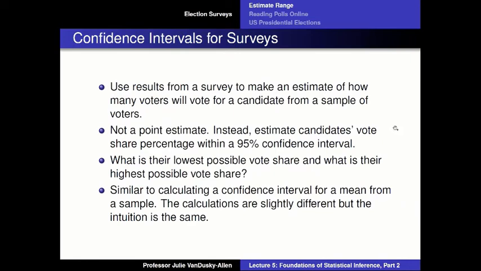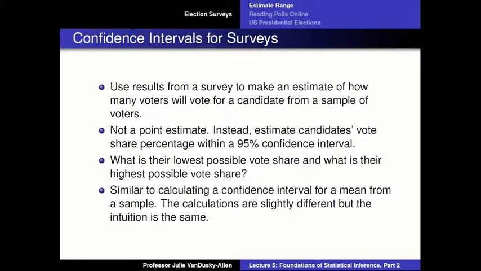So basically, we use results from a survey to make an estimate of how many voters will vote for a candidate from a sample of voters. Note that we do not make a point estimate or a specific estimate. For example, we wouldn't say a candidate would definitely get 52% of the vote. Instead, we estimate candidates' vote share percentage within a 95% confidence interval.